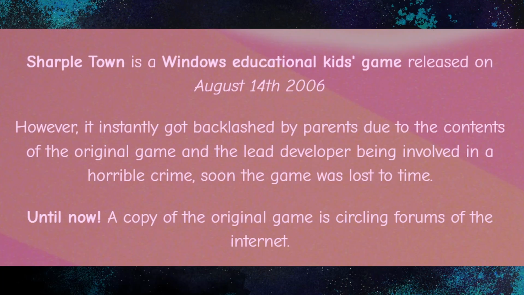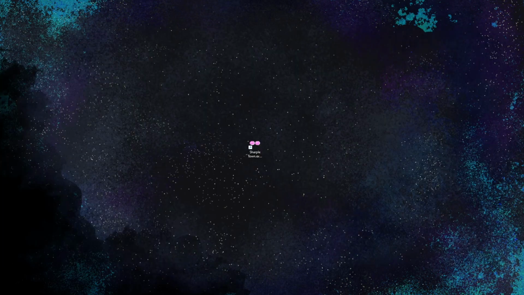The game's description tells us that Sharple Town was a Windows educational kids game released on August 14th, 2006 to instant backlash from parents due to the contents of the game and the lead developer being involved in a horrible crime, but a copy is now circulating within forums on the internet. So, a fairly classic premise.